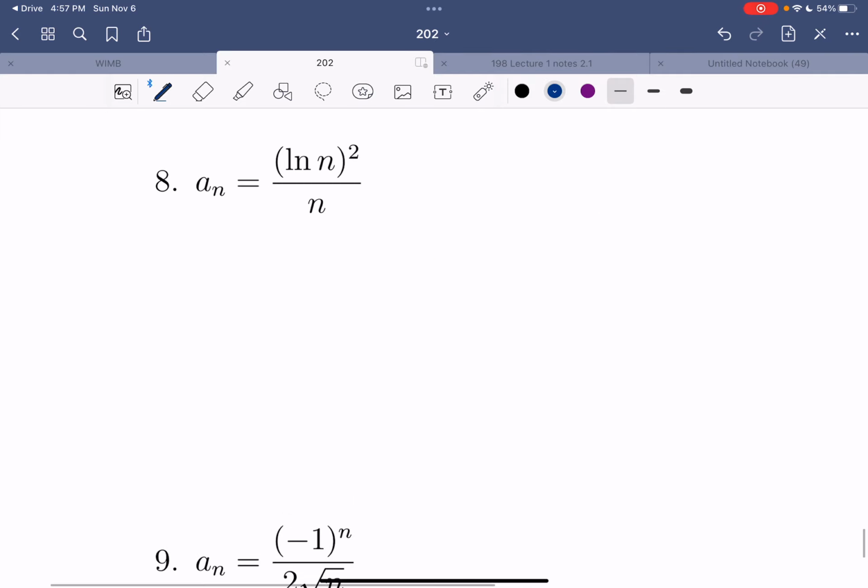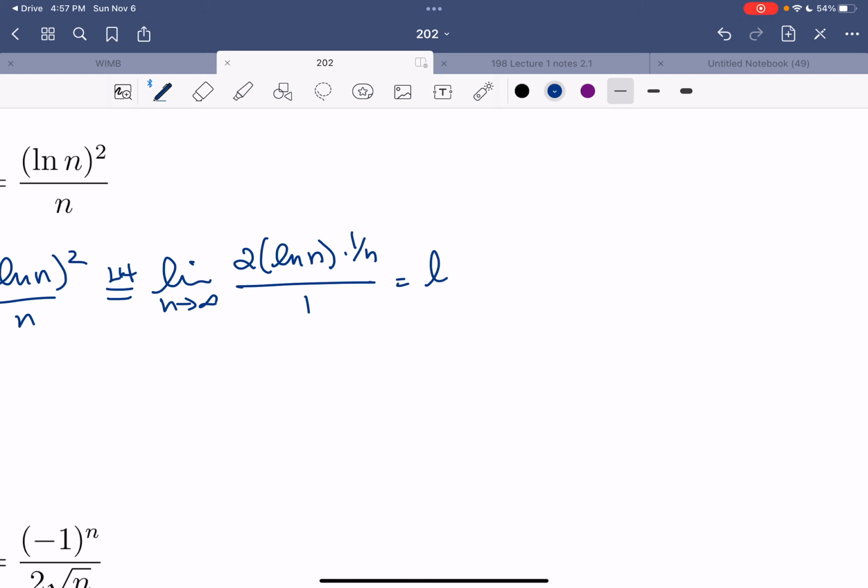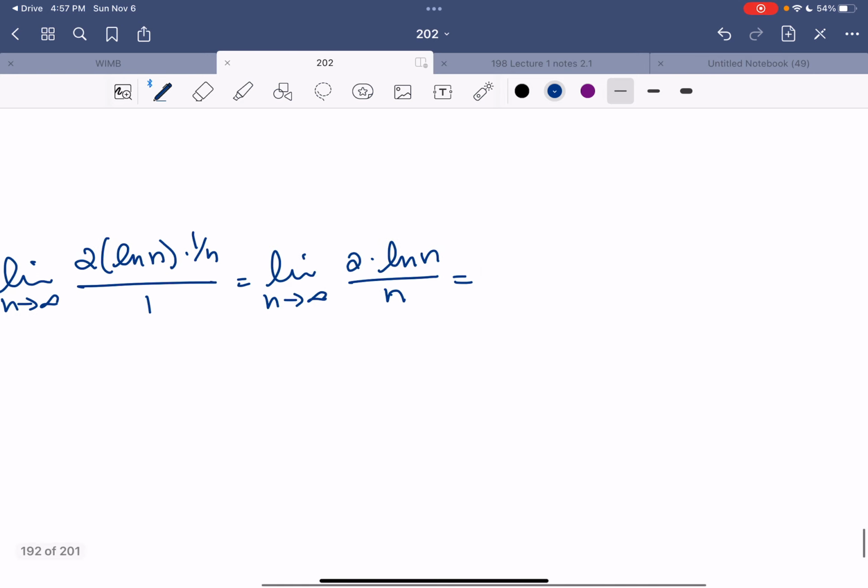Next, number 8, same kind of thing. We want the limit as n goes to infinity of the natural log of n squared over n. Again, this is infinity over infinity. So let's use our L'Hopital's rule. So let's see on the top. First, we have the limit as n goes to infinity. Derivative on the top is 2 times the natural log of n times 1 over n. Derivative of the bottom is just 1. So we can rewrite this as the limit as n goes to infinity of 2 times the natural log of n, and then 1 over n is the same as an n moving to the bottom. Okay. Now, if we plug in our infinity, this is infinity over infinity again, so we can use L'Hopital's rule again.